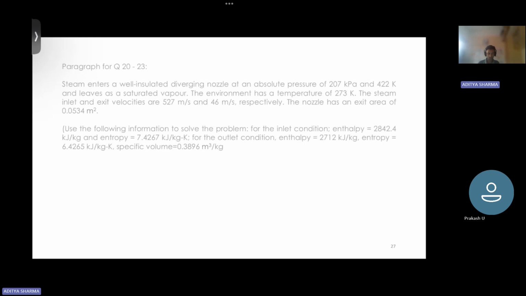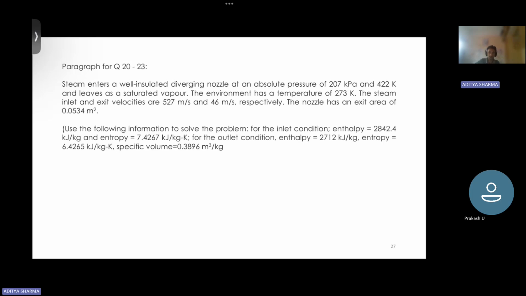Okay, so moving on to numerical questions. We're still left with 15 minutes. So question number 20 to 23. So this is about steam in a divergent nozzle, right? This nozzle is well insulated, and then some conditions are given. At inlet, pressure and temperature conditions are given, and it leaves as a saturated vapor.